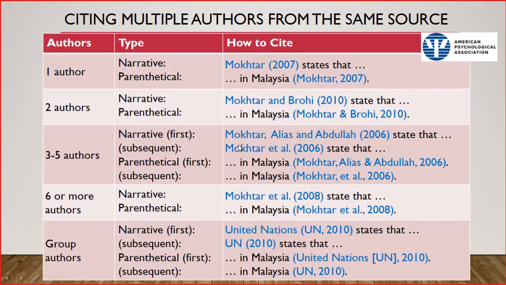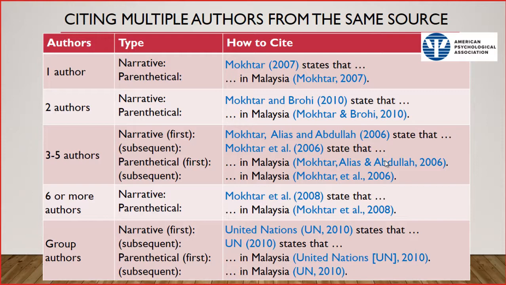So for the second time and above, in the same article you do not repeat this, just Mohta et al. Okay, now similarly if you use parenthetical, the first time, for example, the first time you use it in the article, in Malaysia, you have Mohta, comma, Alias, and ampersand Abdullah. So you have 3 authors, for example. You have to list them the first time.